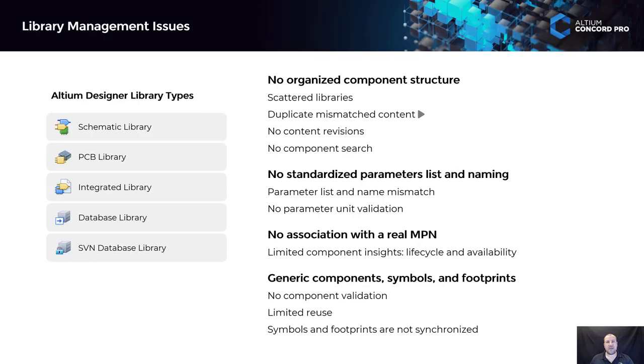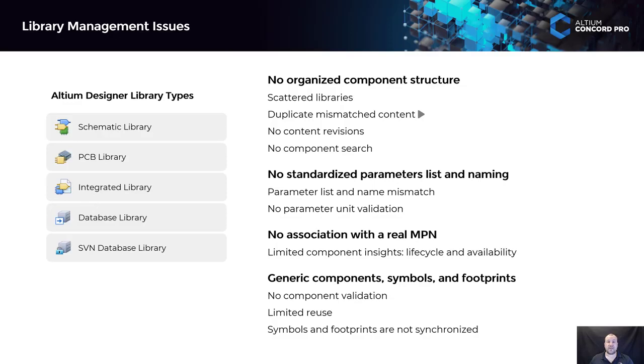One major factor of library management issues is the use of file-based libraries. In fact, if we took a look at the history of file-based libraries in Altium Designer, we'll see that the schematic library and the PCB library are the basic building blocks of all libraries in Altium Designer. However, those schematic libraries and PCB libraries could be compiled into an integrated library, or you could utilize a database library or SVN database library. Now, with the more sophisticated types of libraries, you do have a little bit more control over the parametrics and the location in which you store the files. However, you still have a lot of the same problems that you'll have with file-based libraries.